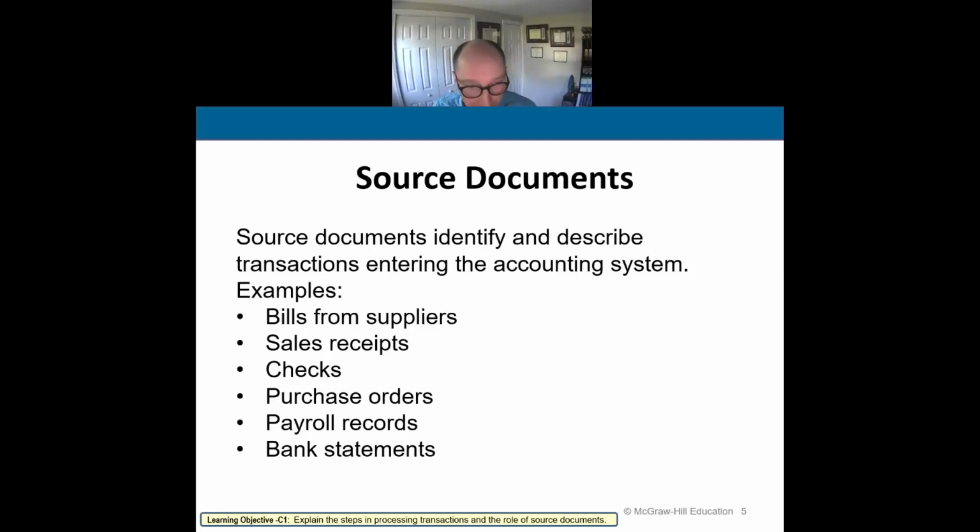Great question. So sales receipts represent the actual sale. When you go to a cash register and you're purchasing something, the cashier hands you a receipt. The receipt represents the sale, and the cashier themselves gets a copy of the receipt, and the customer gets a copy of the receipt.